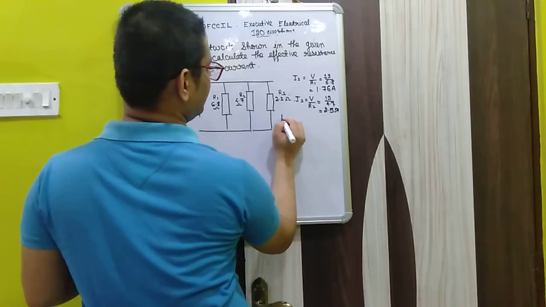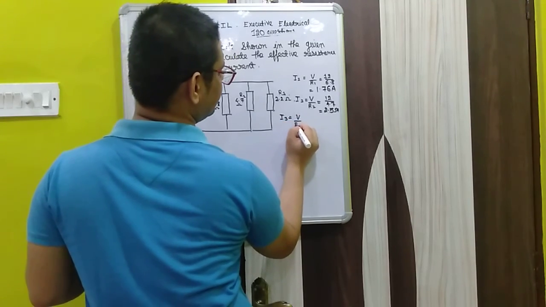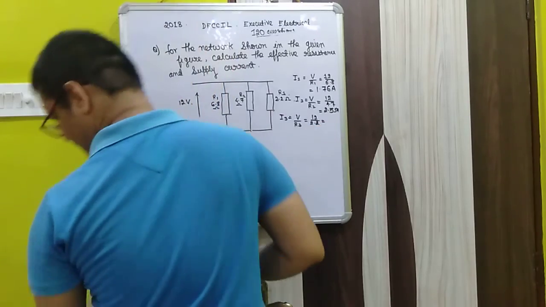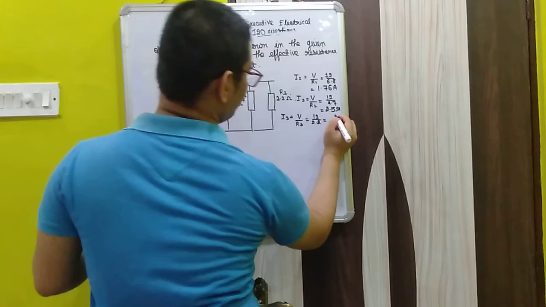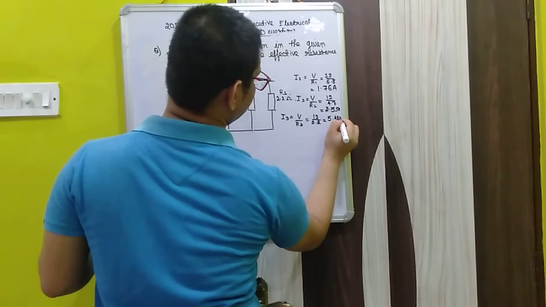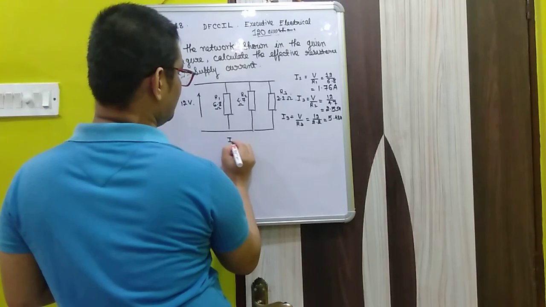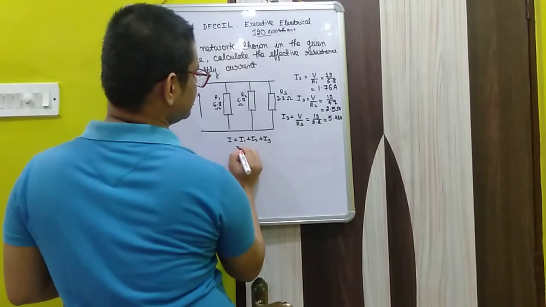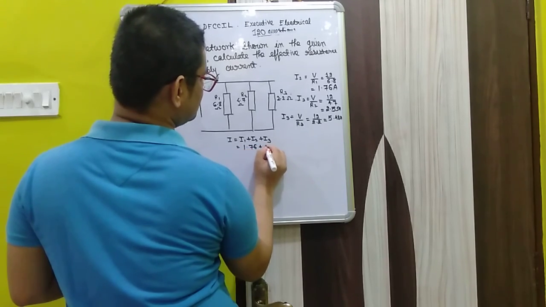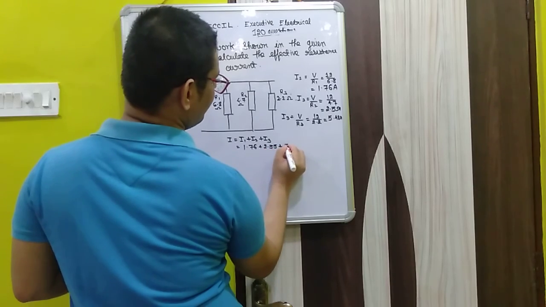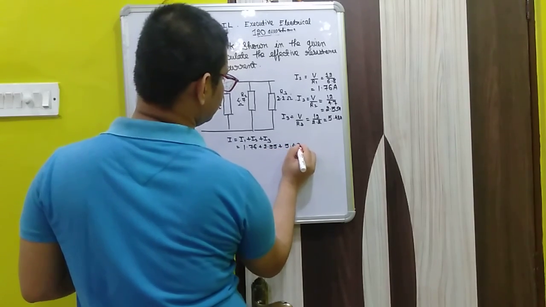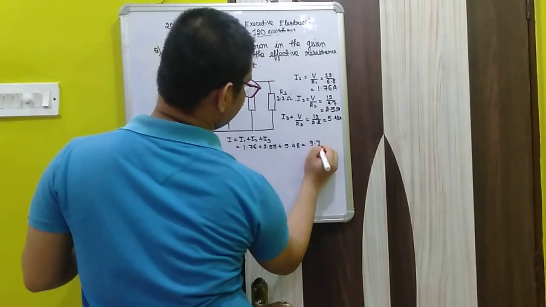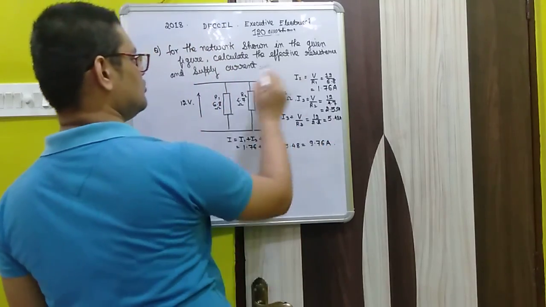Now we take the third current, I3, which is equal to V by R3. The voltage is 12 and this is 2.2, so the current I3 will be 5.48 ampere. So what will be the total current? I is equal to I1 plus I2 plus I3. We just add all the currents, 1.76 plus 2.55 plus 5.48. If we add all the currents, it will be 9.76 ampere. So this is the total current.